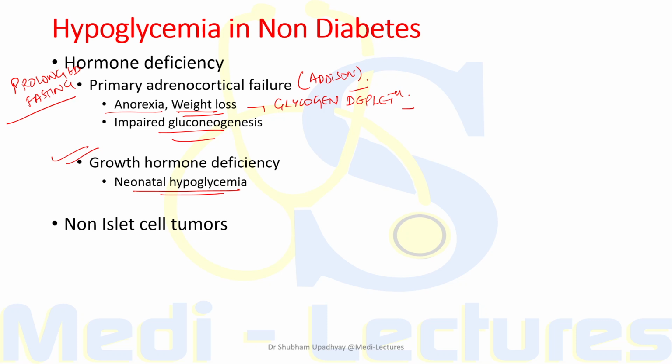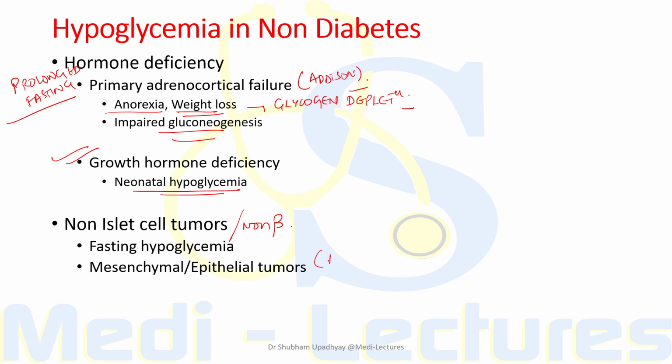Now, finally, there can be some non-islet cell tumors, which are also known as non-beta cell tumors or non-pancreatic tumors. This typically leads to fasting hypoglycemia. These can be seen occasionally in patients with mesenchymal or epithelial tumors like hepatomas, adrenocortical carcinomas, as well as carcinoid tumors. Now, the glucose kinetic pattern resembles that of hyperinsulinism, but insulin is typically suppressed during the hypoglycemic episode. So, what is causing hypoglycemia in these patients?